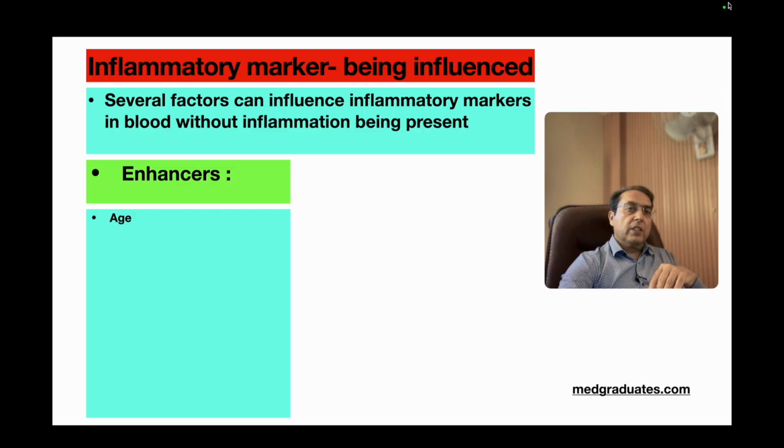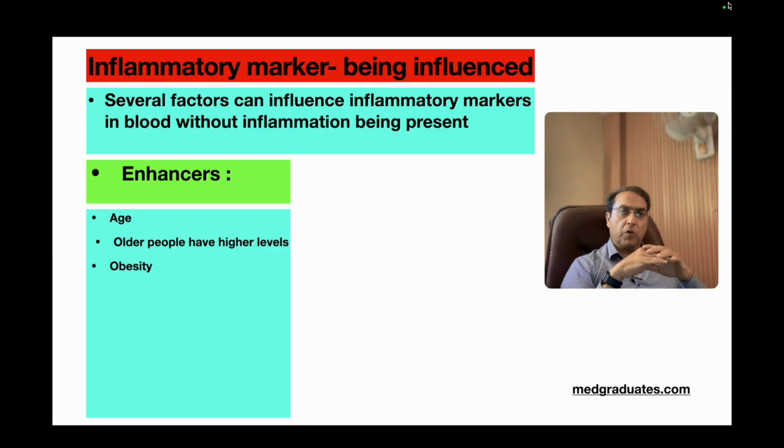The ones which can increase: age. You see, in older age there are higher levels of inflammatory markers. For example, ESR is more in older people. And then obesity. Obesity itself is a state of low-grade inflammation, but despite that, the inflammatory markers are more than expected, even if this factor is corrected.